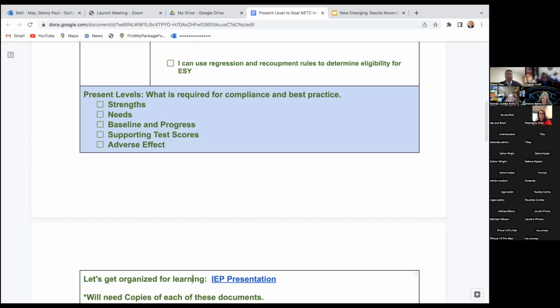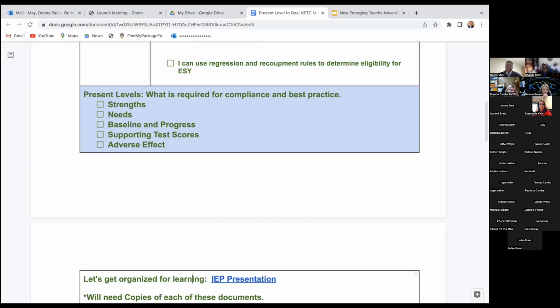So we're going to look at where we find strengths, where we identify the needs, and where those things come from. First and foremost, we need to make sure that we understand the information that we're placing in the present level. We need to think of the present level as painting a picture or writing a story about the student. We need it to be really indicative of where the student is actually functioning right now.